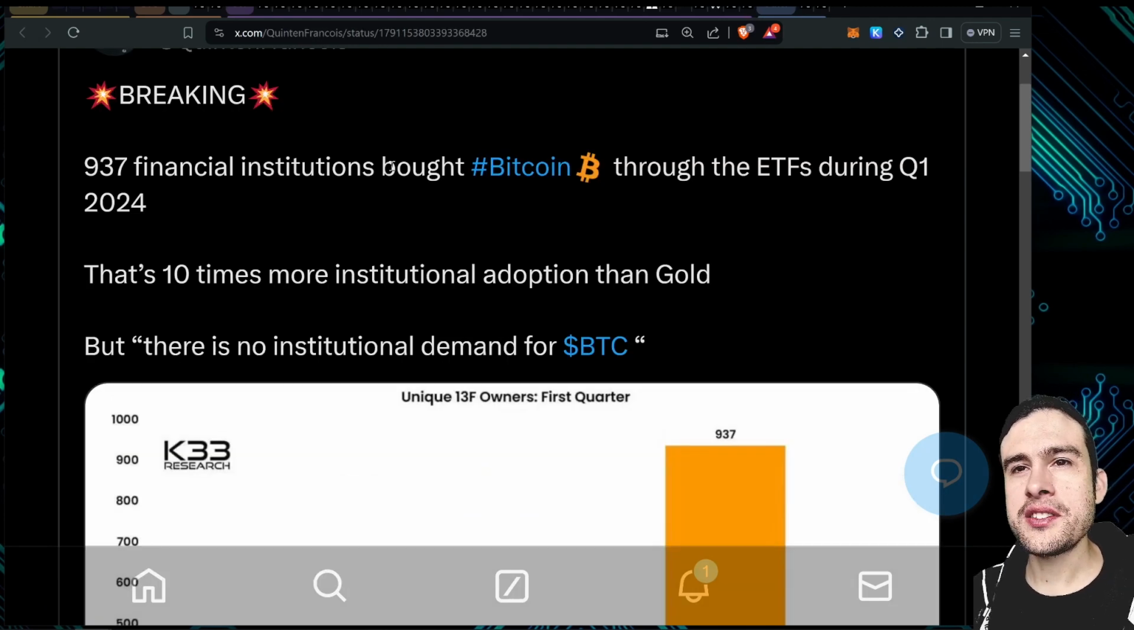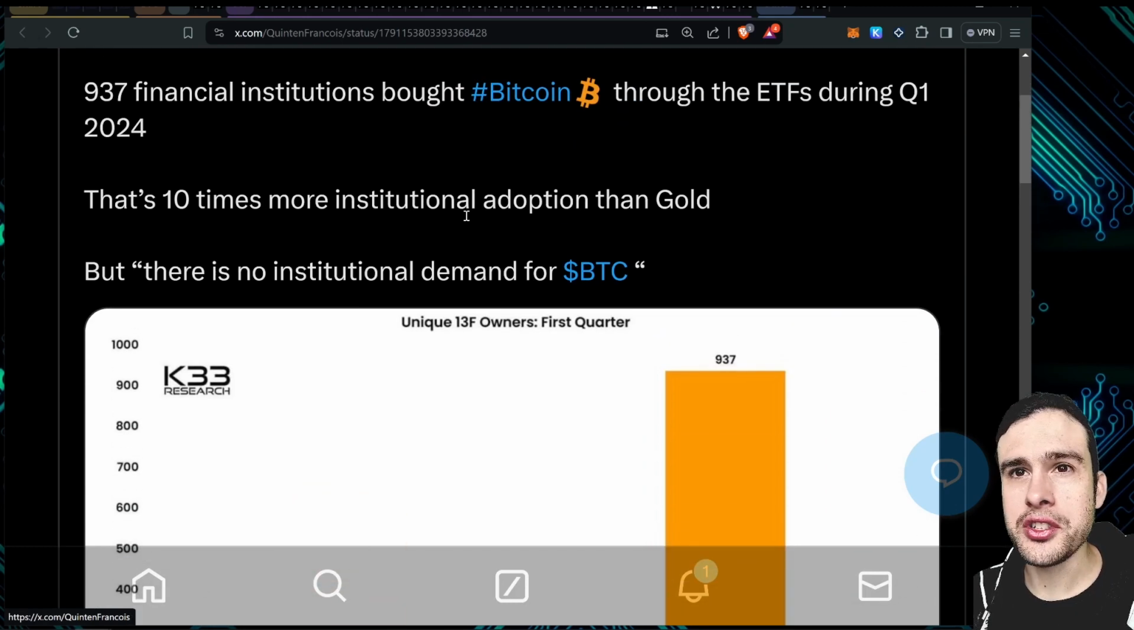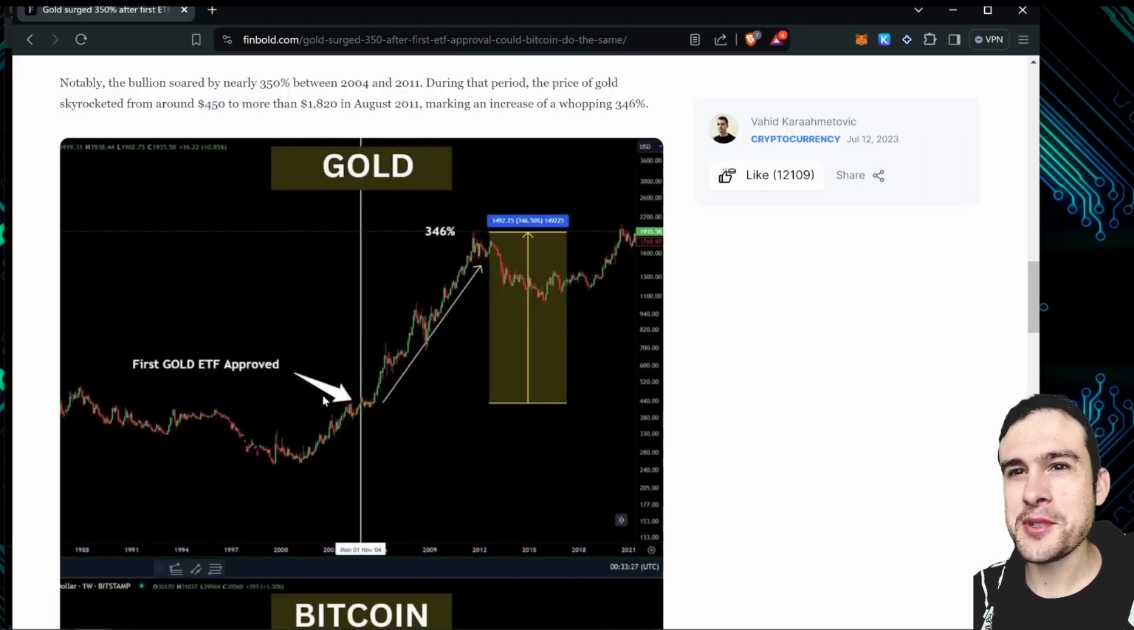Also, a pretty interesting statistic, which you may have heard already: 937 financial institutions bought Bitcoin through the ETFs during Q1 of 2024. That's actually 10 times more institutional adoption than gold saw when its ETF was launched back in November 2004. There was a chart that shows just what a roaring bull market gold went on, which was doing the rounds big time, but it went up 346% after the first gold ETF was approved.